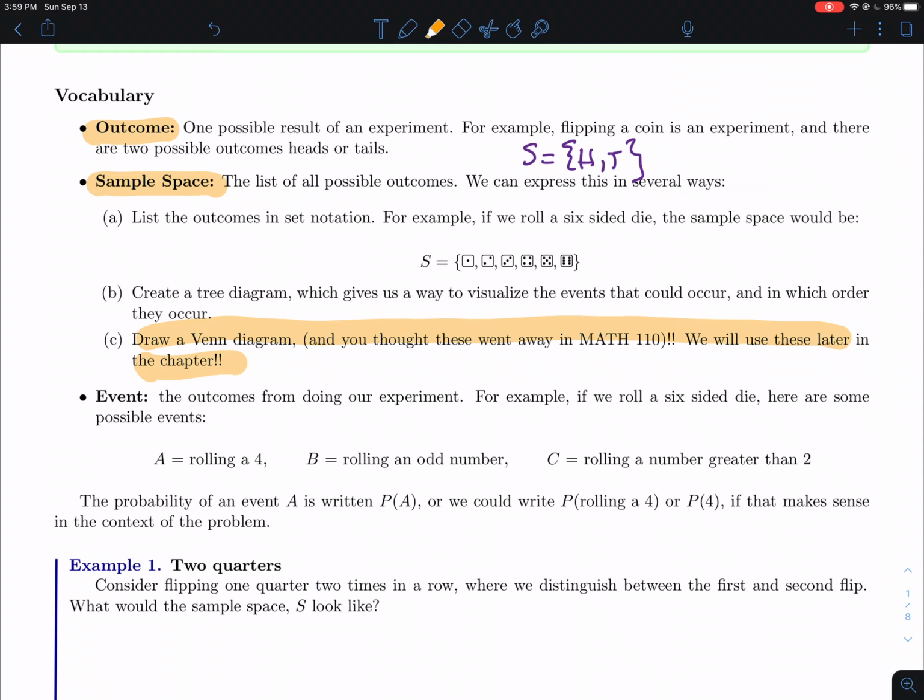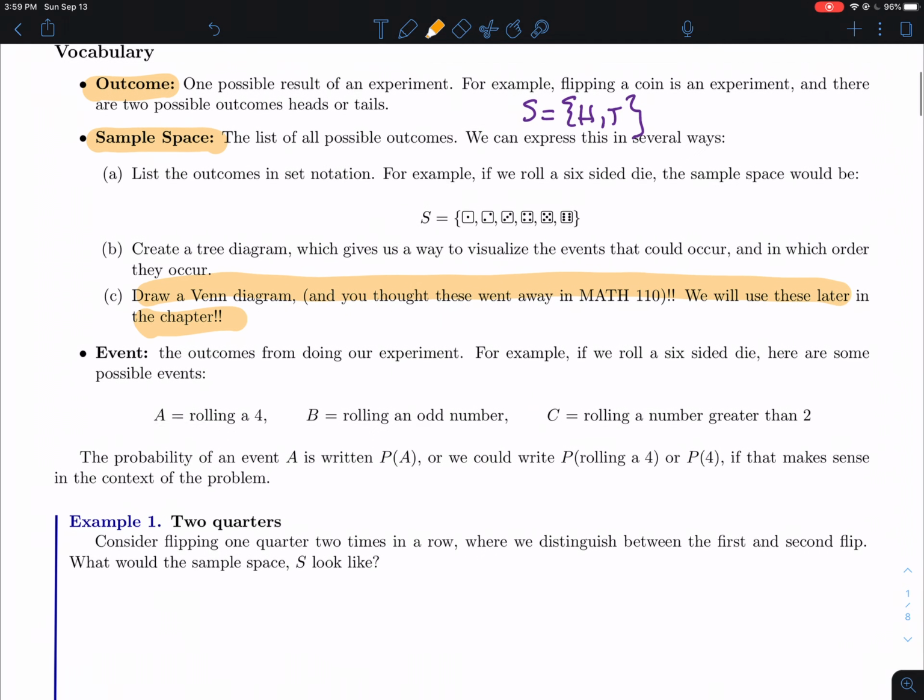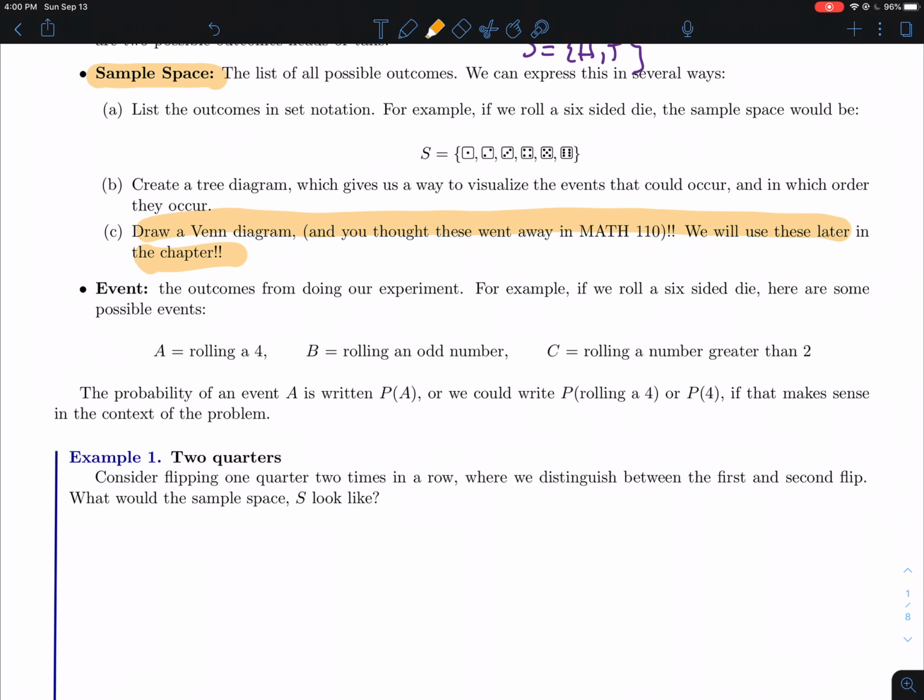Finally, the last little definition that we need is the event. An event is the outcomes from doing our experiment. For example, if you roll a six-sided die, here are some possible events. We could ask what's the probability of rolling a 4, what's the probability of rolling an odd number, or what's the probability of rolling a number greater than 2. Then we'd have to figure out how to calculate all of those things.